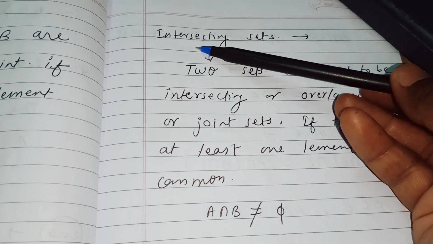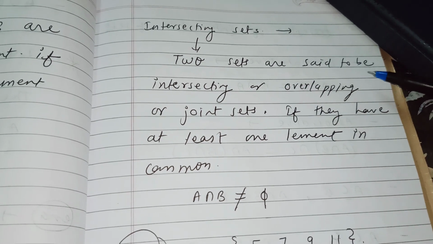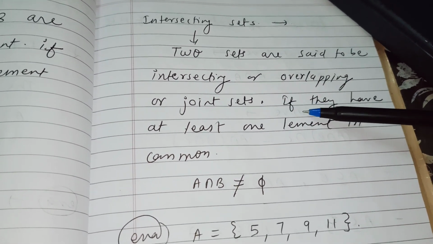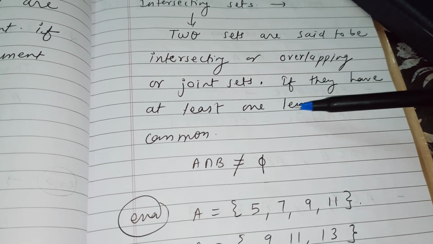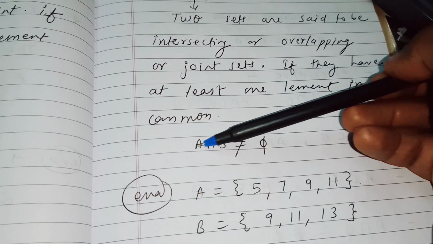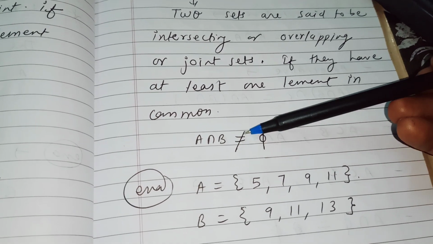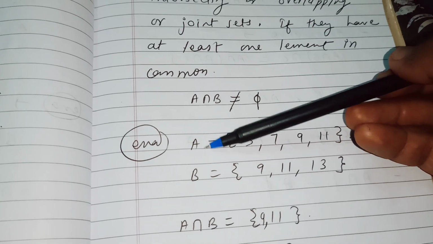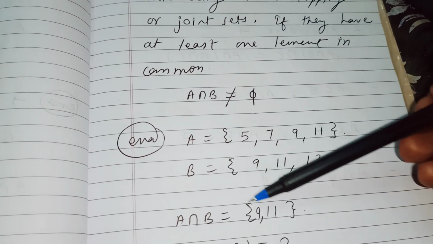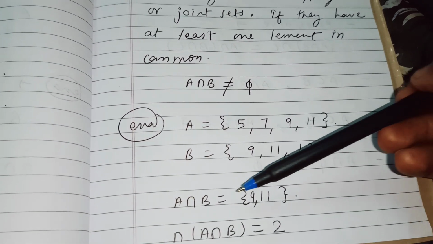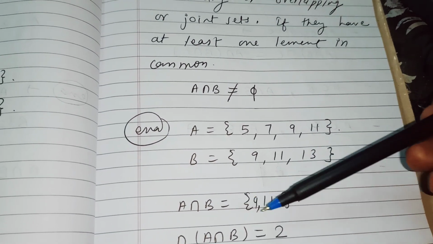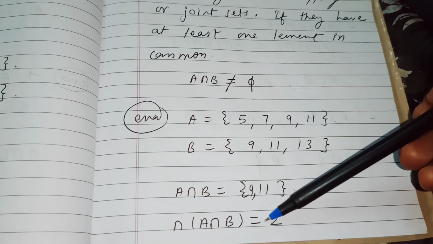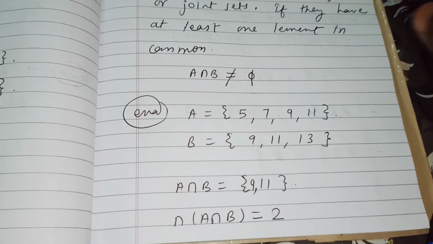Okay, and then what are intersecting sets? Please remember intersecting sets. Two sets are said to be intersecting, or overlapping, or joint sets, if they have at least one element in common. So A intersection B is not equal to phi, meaning at least one element is common. A is {5, 7, 9, 11} and B is {9, 11, 13}. So A intersection B is {9, 11}, and the number of elements in A intersection B is 2, because that is the cardinal number.